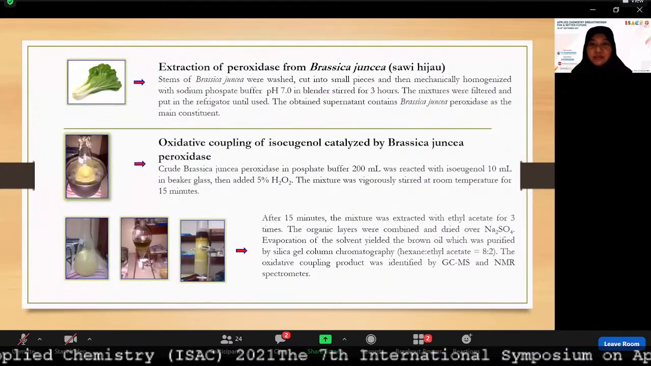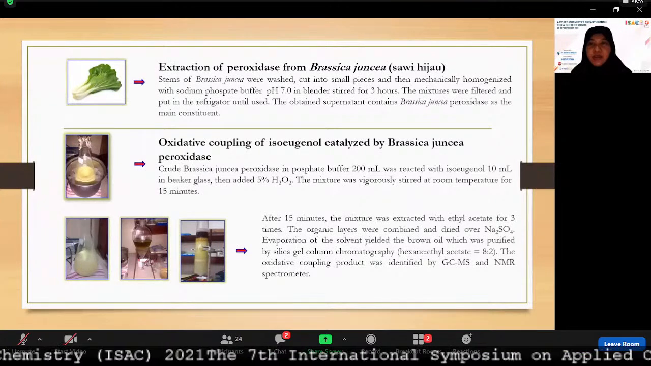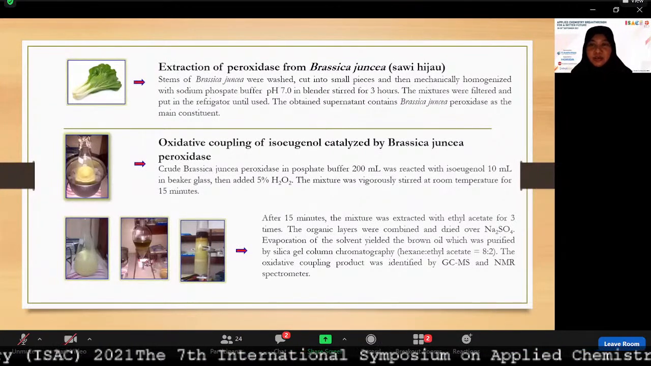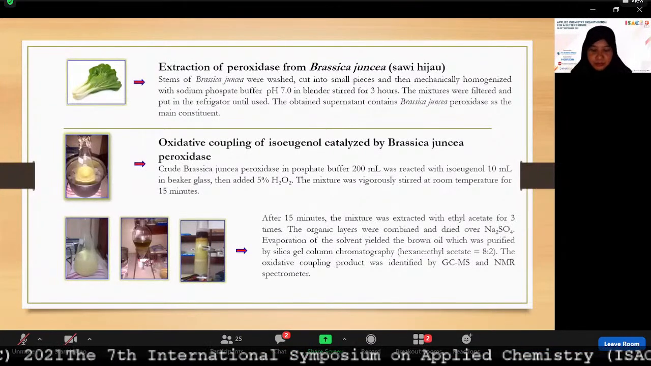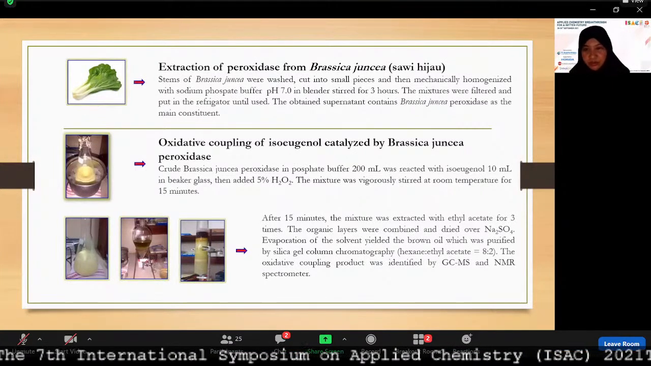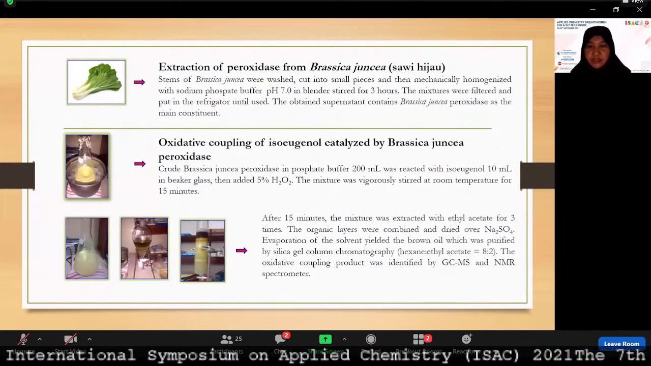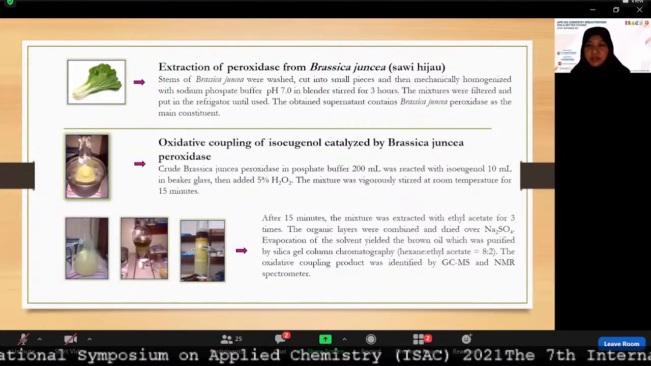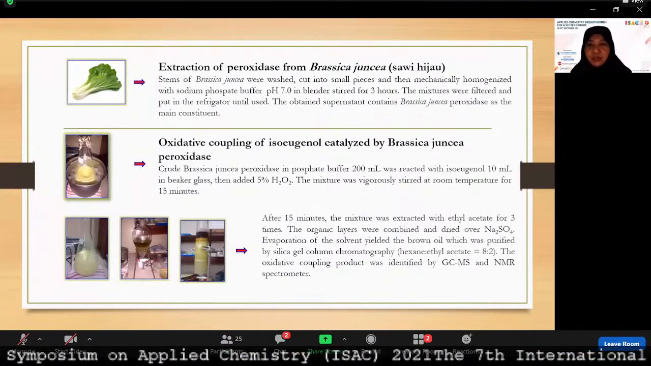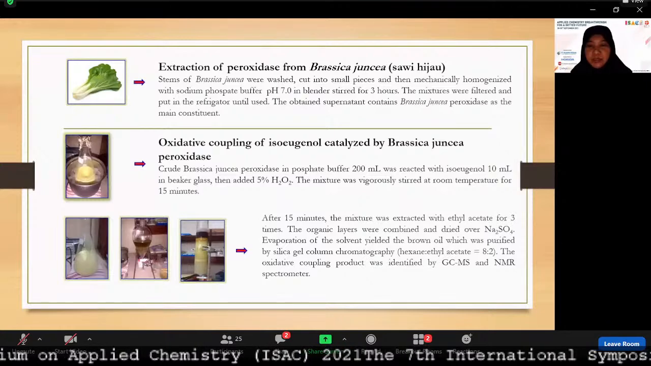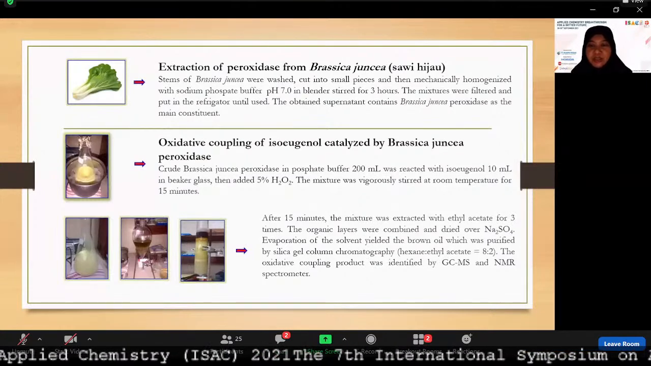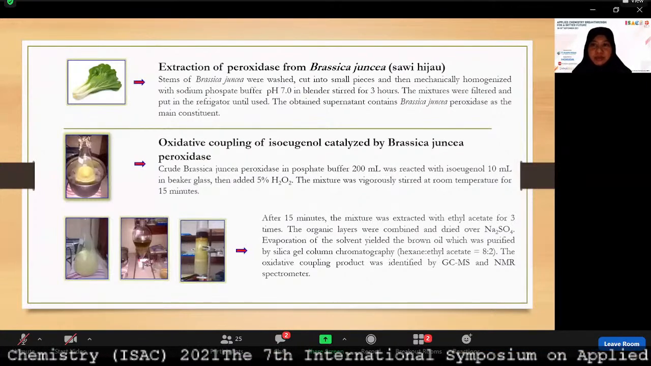Evaporation of the solvent yielded a brown oil, which was purified by silica gel column chromatography with a hexane to ethyl acetate solvent ratio of 9 to 2. The oxidative coupling product was identified by MS and NMR spectrometry.